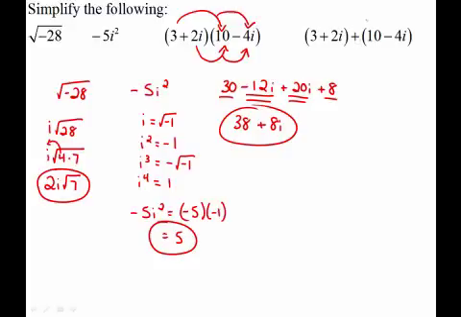Here when I'm adding, be careful when you're looking at these problems that you notice that this is not a FOIL problem. We're just adding or combining like terms. So I just get 3 plus 10, which is 13. And 2i minus 4i is negative 2i. And 13 minus 2i is the answer to that problem.